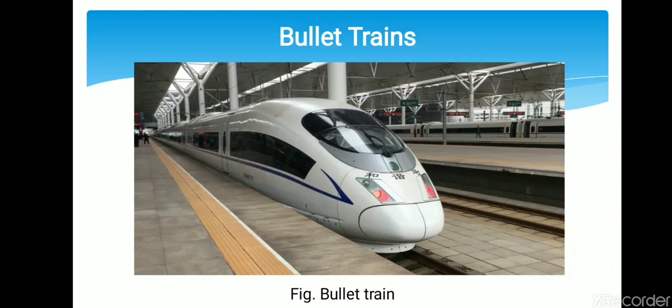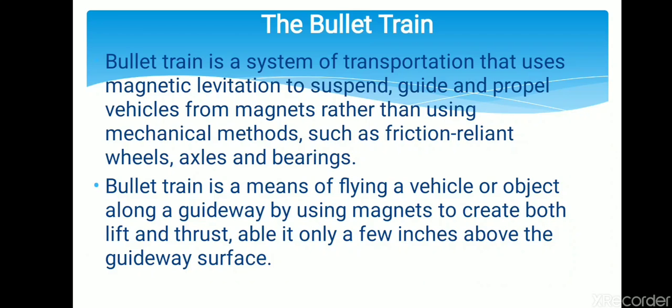So here you can see the picture of a bullet train. The bullet train is a system of transportation that uses magnetic levitation to suspend, guide and propel vehicles using magnets, rather than using mechanical methods such as friction-reliant wheels, axles and bearings. A bullet train is a means of flying a vehicle or object along a guideway by using magnets to create lift and thrust, keeping it only a few inches above the guideway surface.